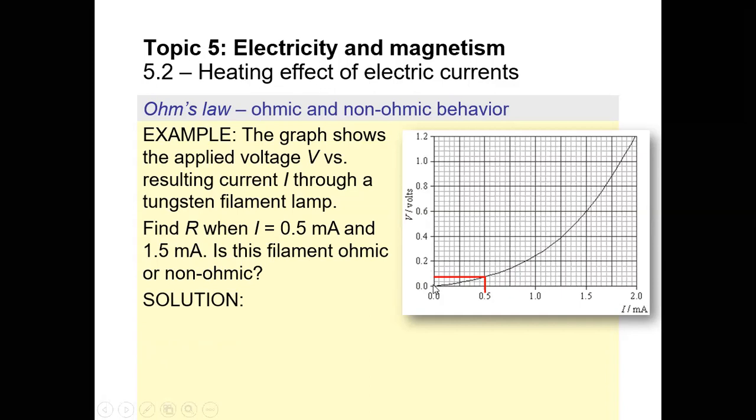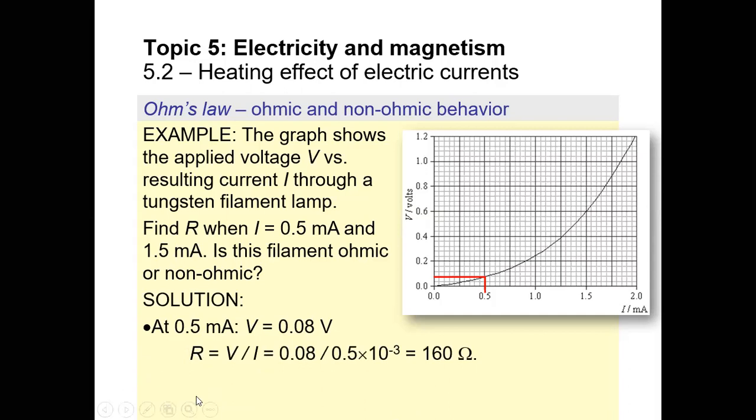You will calculate how much it is, say 1 2 3 4 5. 5 small squares equal 0.2. It means 2.5 small squares is equal to 0.1, and there are 2 small squares, it is 0.08. It should be 0.08 volts. Say at 0.5 milliampere current, V is 0.08. So just substitute the values. Say R equals V divided by I. V is 0.08 divided by I, 0.5 milliampere. It is milli, so you can write 10 power minus 3. So when you divide, you get 160 ohm resistance.